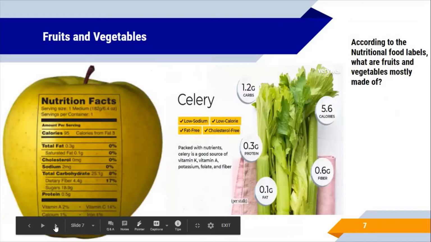Let's look at fruits and vegetables. According to the nutritional food labels, what are fruits and vegetables mostly made of? Here we have an apple and celery. Let's look at their food labels. You have 2 minutes.